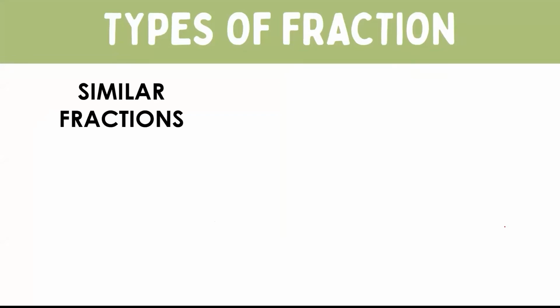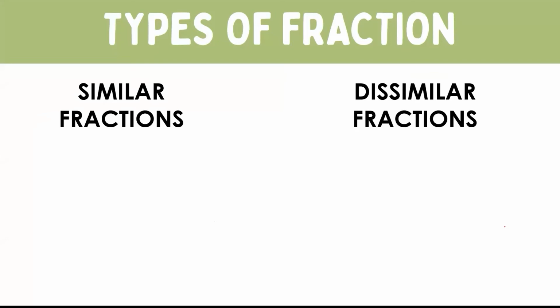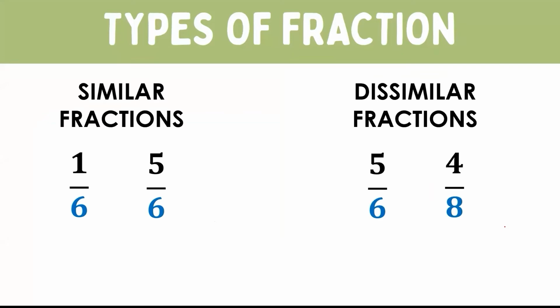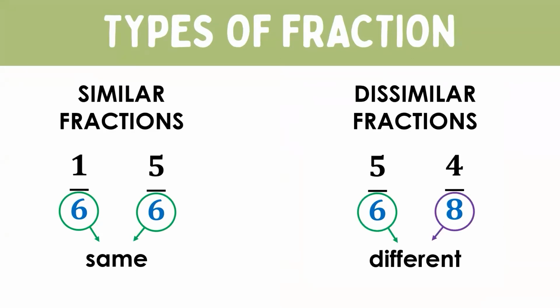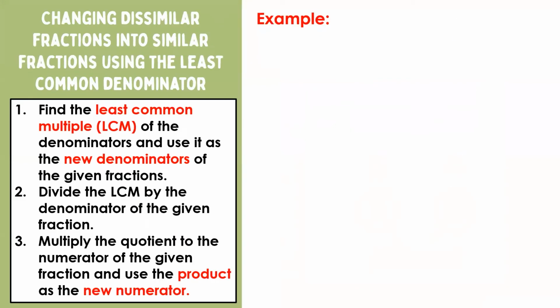Two or more fractions can be classified as similar fractions or dissimilar fractions. 1/6 and 5/6 are examples of similar fractions, while 5/6 and 4/8 are considered dissimilar fractions. Looking at the denominators of each pair of fractions, we can see that similar fractions have the same denominators, while dissimilar fractions have different denominators. But, dissimilar fractions can be changed into similar fractions. How? Let's take 5/6 and 4/8 for example.